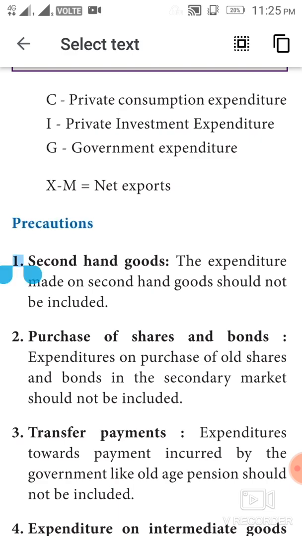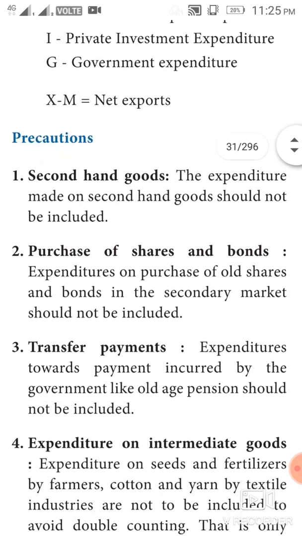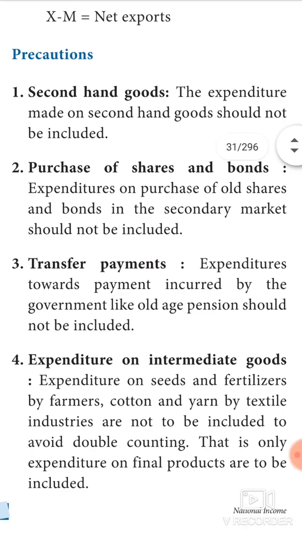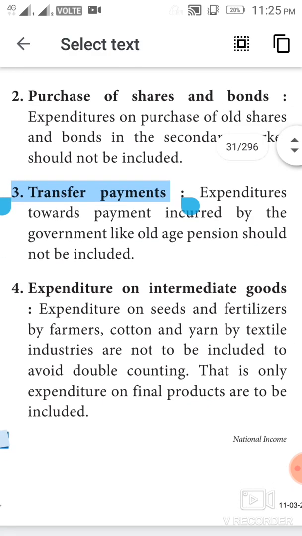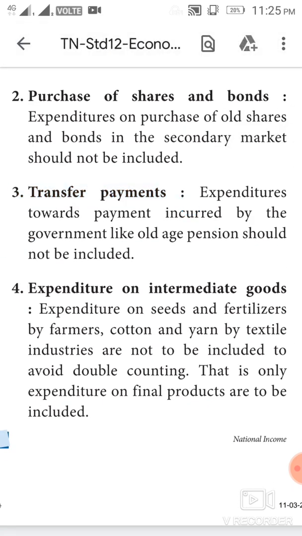Precautions. First precaution is second-hand goods. The expenditure made on second-hand goods should not be included. Second, purchase of shares and bonds. Expenditure on purchase of old shares and bonds in the secondary market should not be included. Third, transfer payments. Expenditure towards payments incurred by the government like old age pension should not be included.